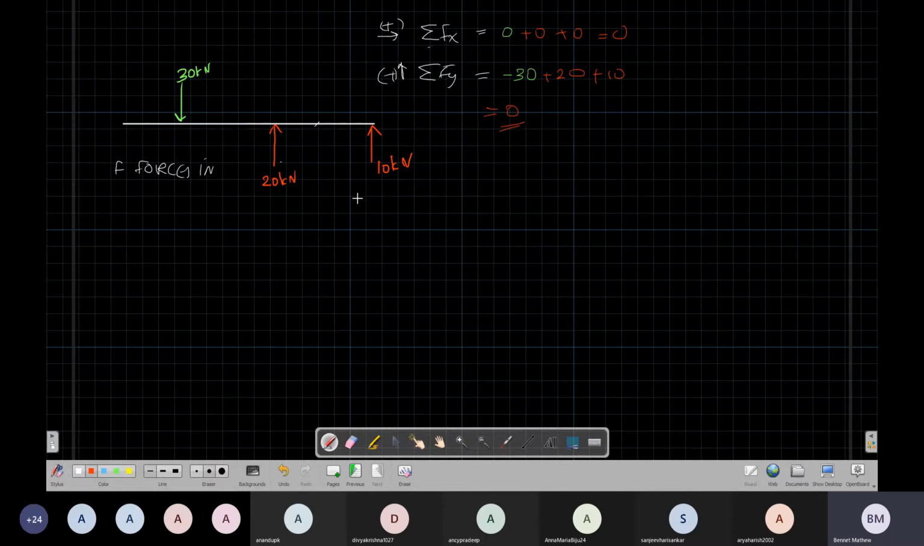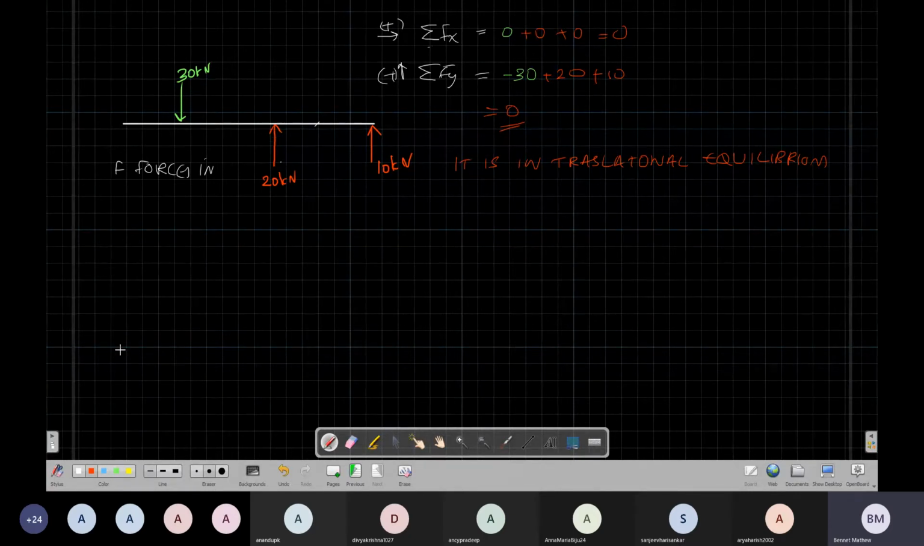So this means this rod is in translational equilibrium. That means this rod will not move in this direction, even though other forces are applied on it. Translation-wise, it will stay.